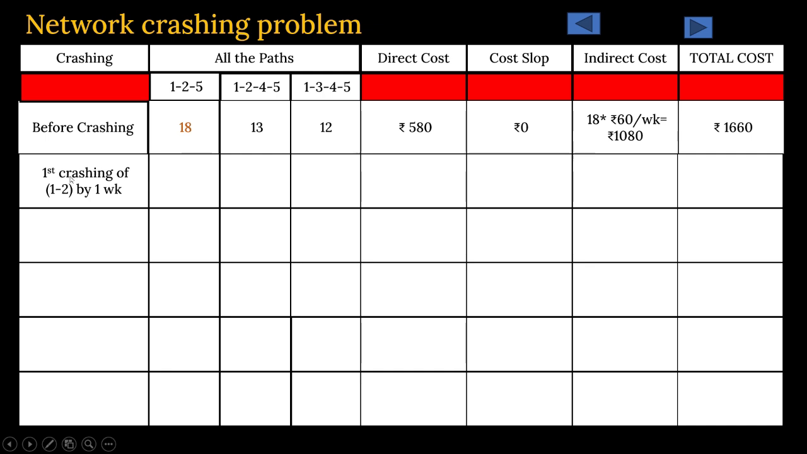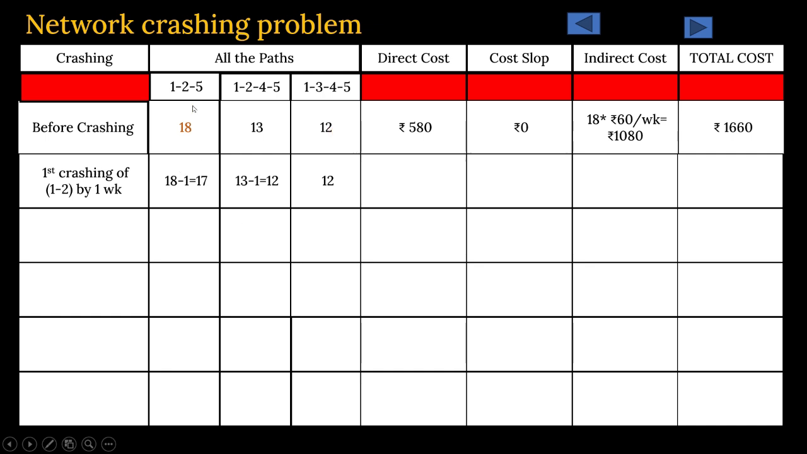You have to write down first crashing of activity 1 to 2 by 1 week. You have written that. If you reduce it by 1 week, what will be your project duration? 18 minus 1, 17. It will come down. In this case also project duration will be reduced because 1 to 2 is involved in this probable path too. So in this case it will be 13 minus 1 day, 12 days. And in this case there is no critical path, so naturally it will remain 12 days only.